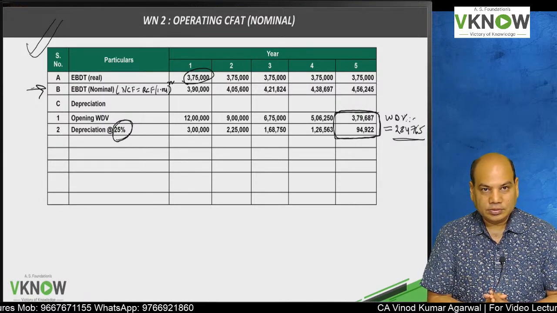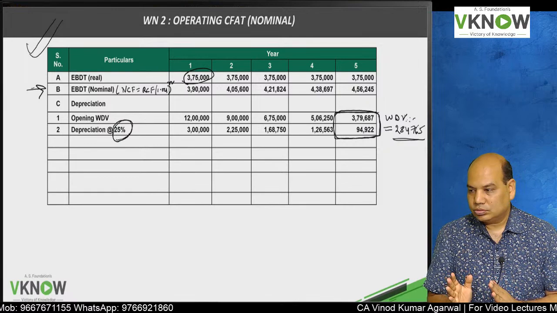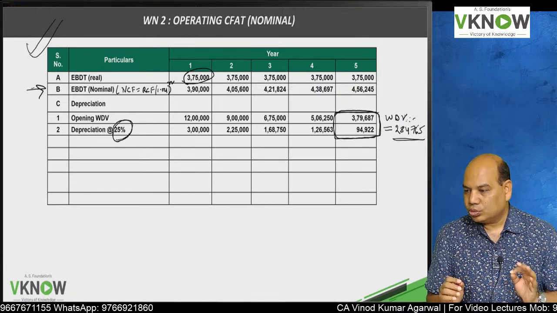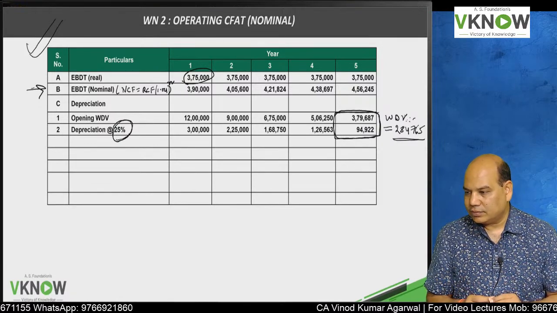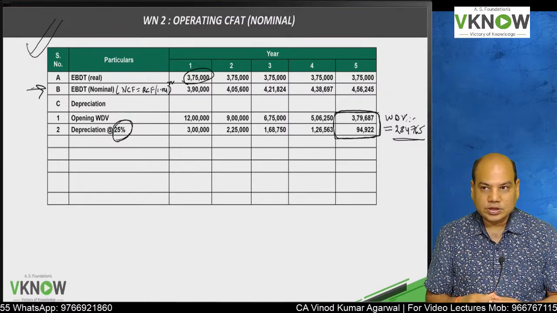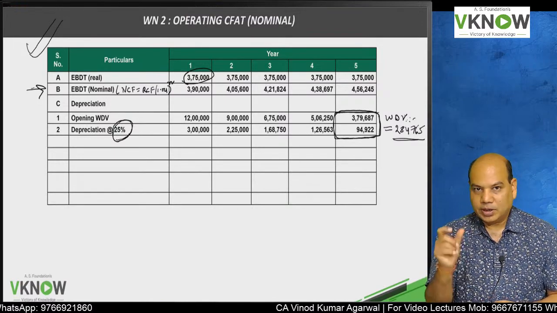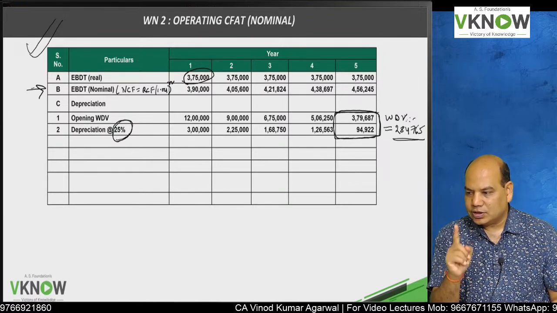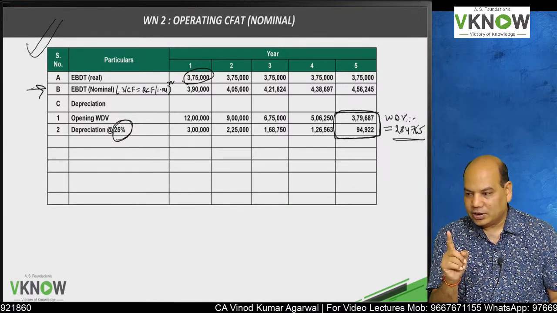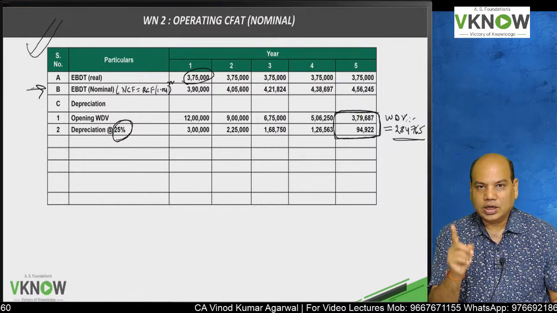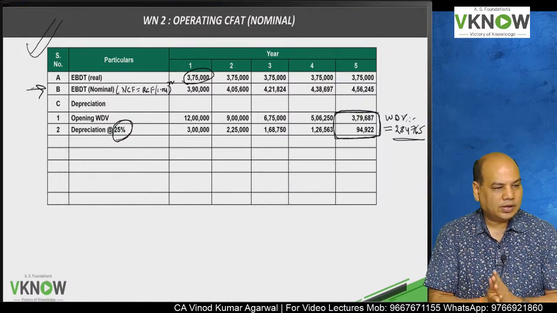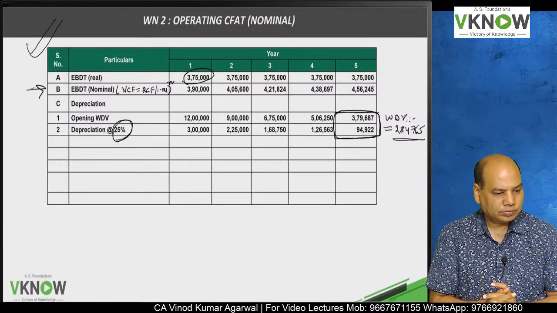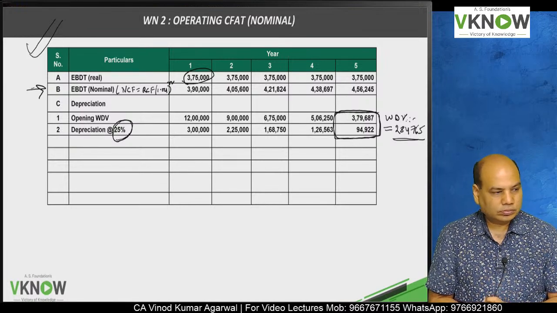You have written salvage value. Write there 284,765. And in bracket, write down in main page 379,687 minus 94,922. Is it right?